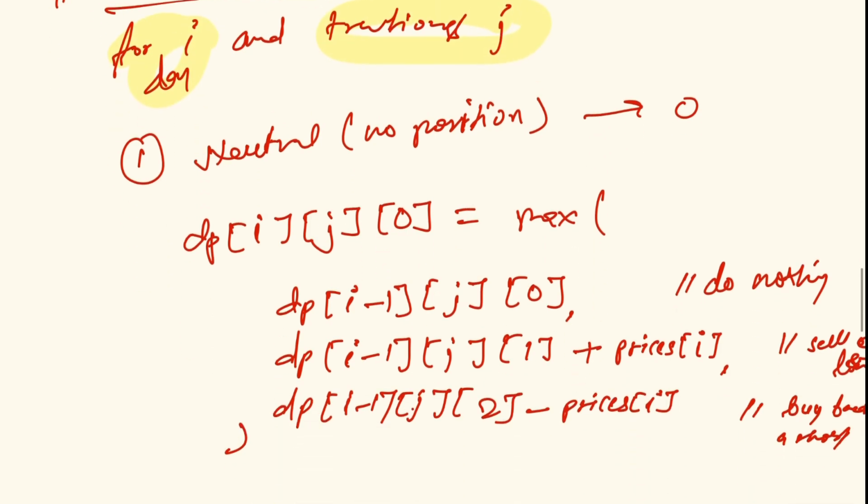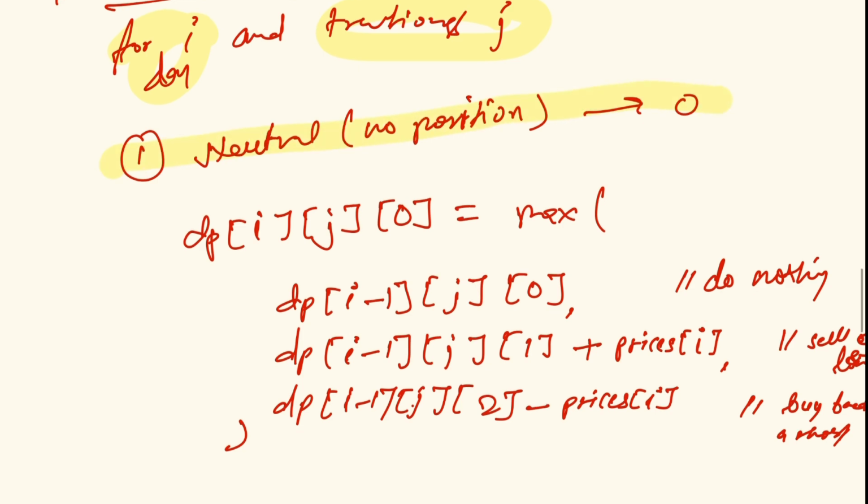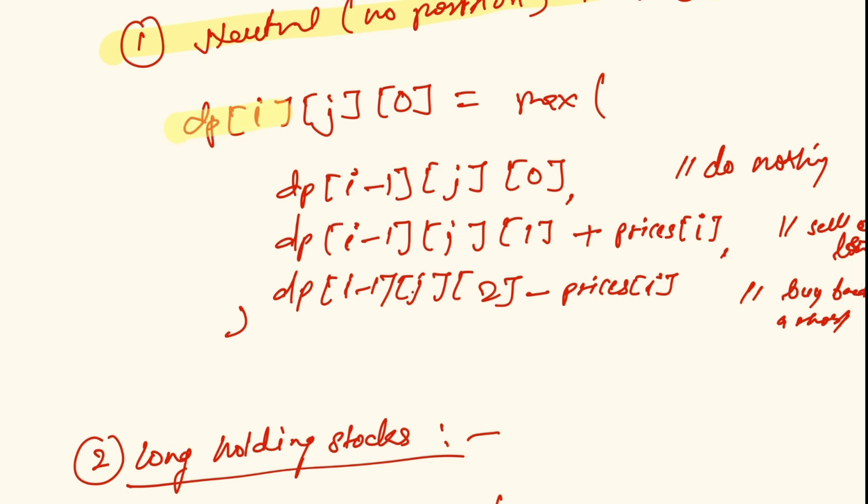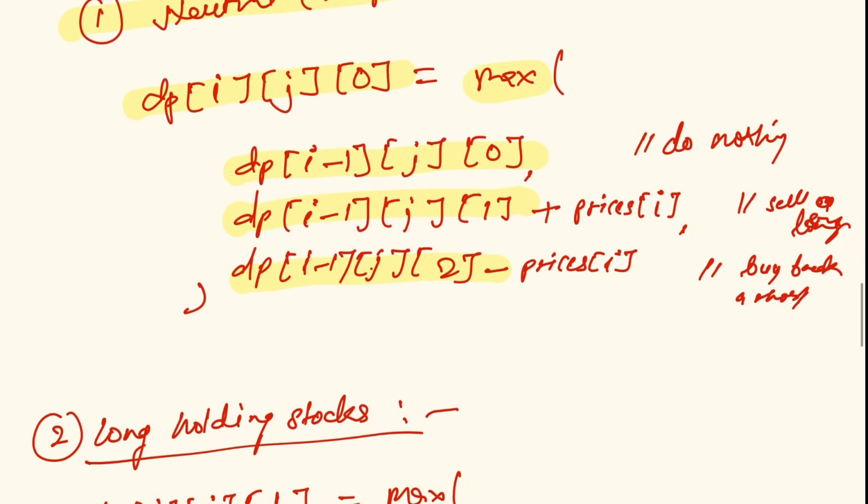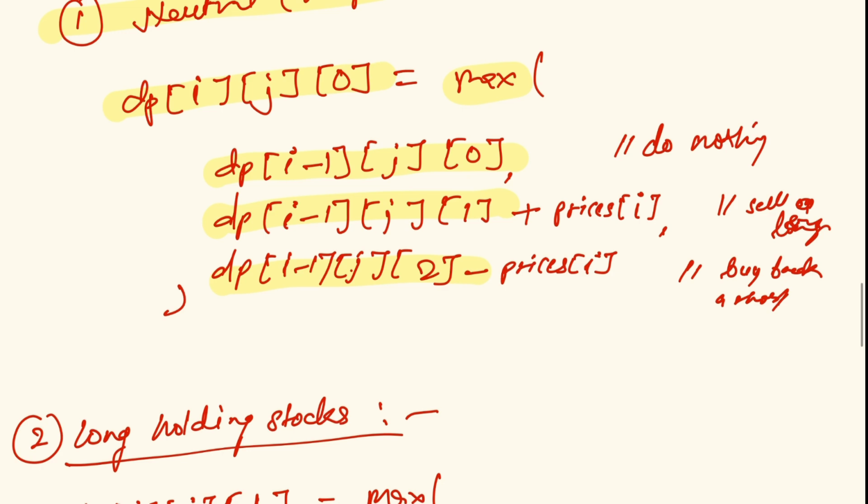So let's talk about the neutral position. When the state is neutral, which is 0, you will find dp at i, j, 0. How? You have to take the maximum between dp at i minus 1, j, 0, 1 and 2. When we are talking about do nothing, we will keep it as it is. When we want to sell the value, we want to keep the long holding back, you will add plus prices. When you are buying back, you will do minus. Like that you will find it in the neutral.